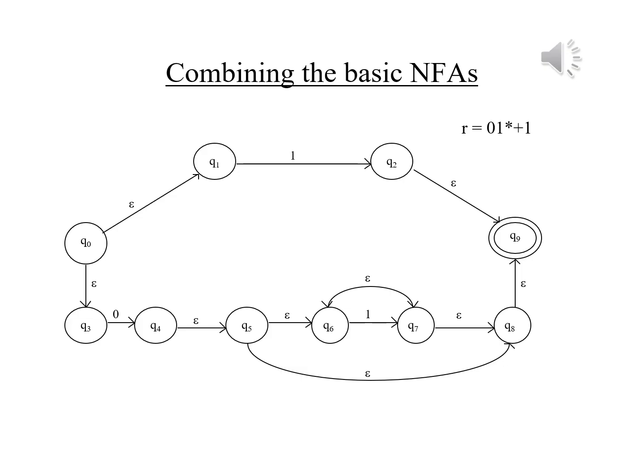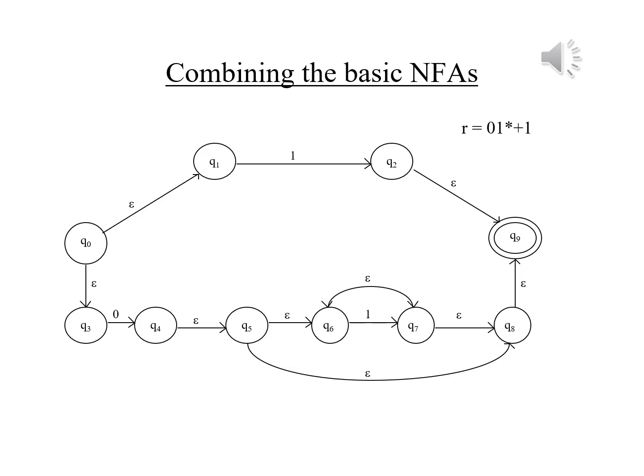I also need to deal with the 0, 1 asterisk. So from Q0, I have an epsilon move to Q3, and on 0, that takes me to Q4. So much for the 0.